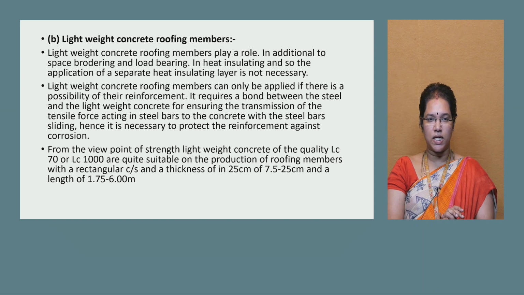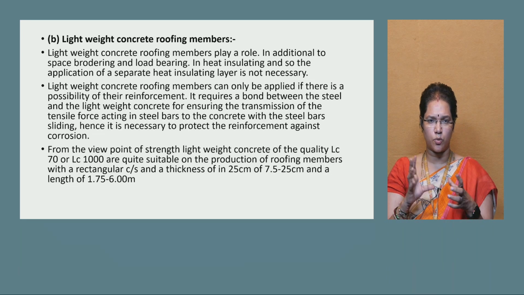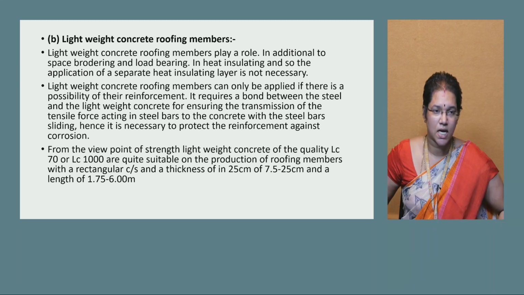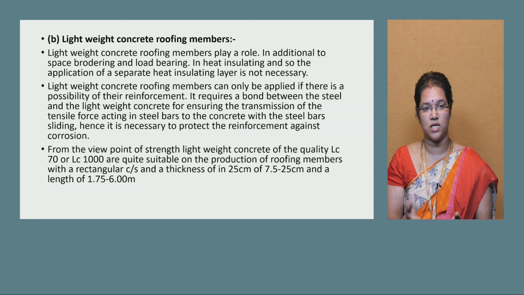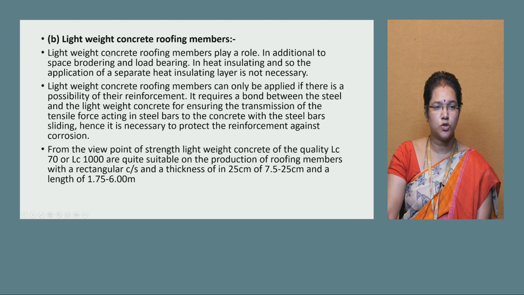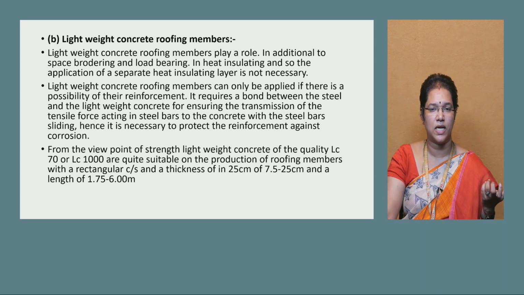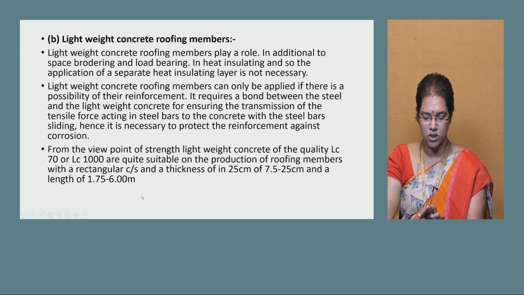It requires a bond between steel and the lightweight concrete to ensure the transmission of the tensile force. As we are all aware, concrete is strong in compression and weak in tension, so we impart tension to make it stronger. That tensile force is imparted to the concrete by using steel bars, and since steel bars can slide, it is necessary to protect the reinforcement against corrosion. We have to consider these minimum basic parameters required for the steel, which will undergo corrosion: whether it undergoes corrosion and in what way it can sustain. Then comes the viewpoint of weight, which you will take into consideration: the roofing member, the thickness, the length, the minimum dimensions and so on. This is the basic thing.